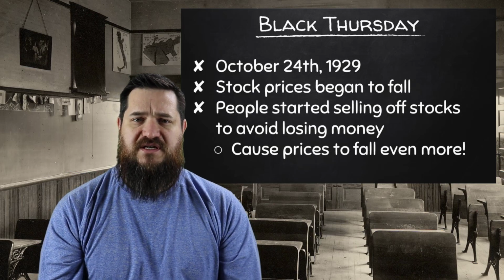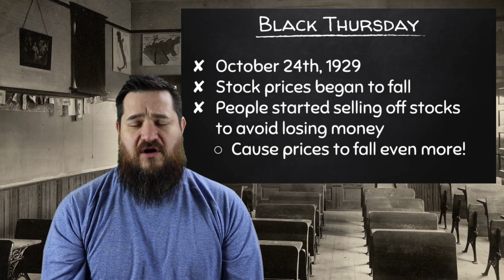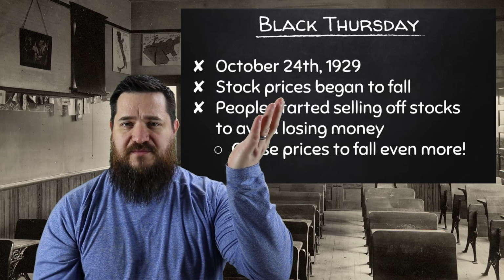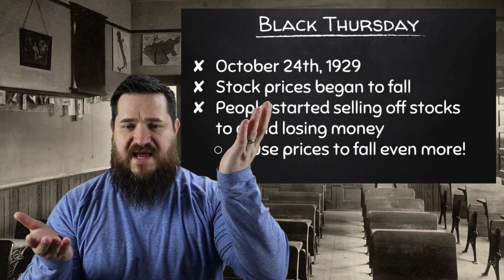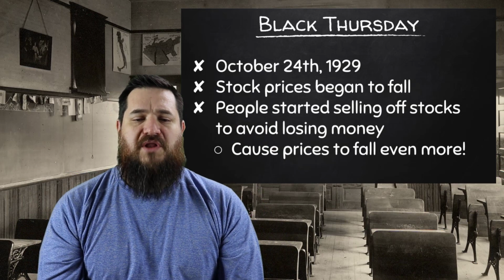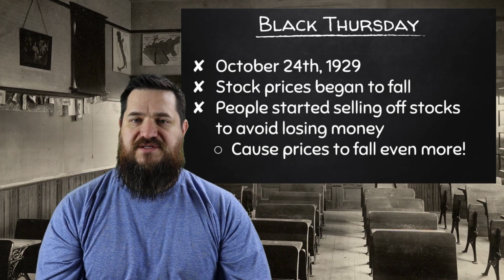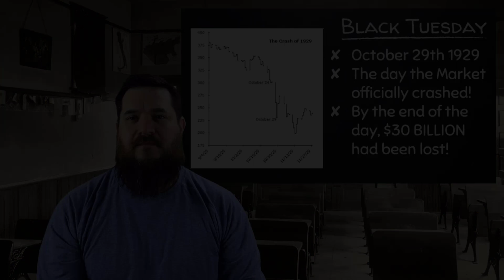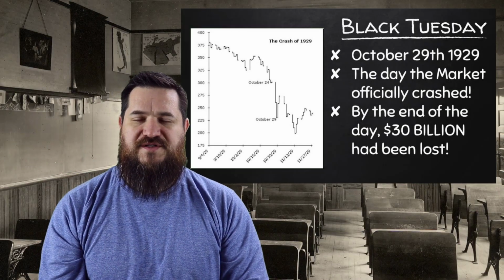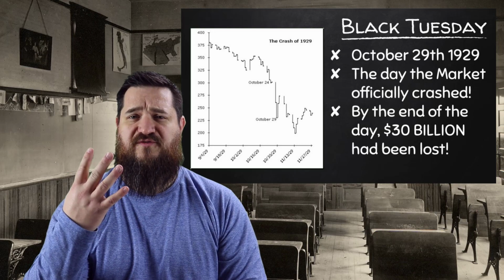We've talked about this in class a few times: the law of supply and demand. Anytime you have a high supply of something, the price goes way down. That's what starts to happen on Black Thursday. Prices start to go down. After Black Thursday, prices continue to fall, and this is where we start to get into cause number 4.